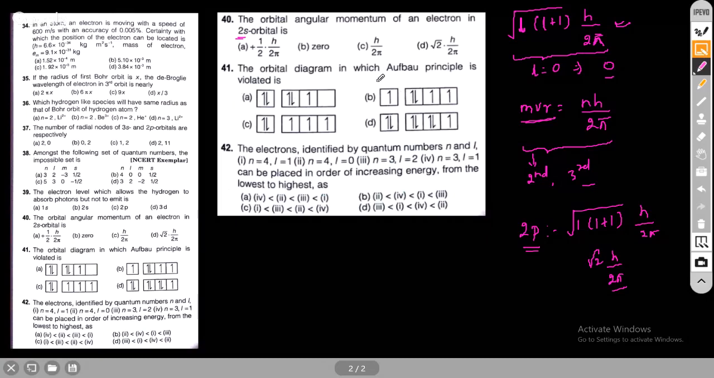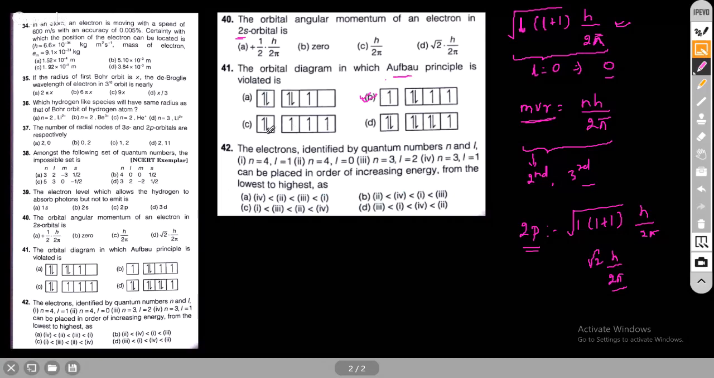Right, here, what is the Aufbau principle? That the electrons fill into the orbitals according to their energy in increasing order. So the lowest energy orbital fills first, and then the higher one. The 2s orbital obviously has lower energy than this, so this should be filled first. So we should have two electrons here, but we have only one, and here it is paired. So this particular option violates the Aufbau principle.